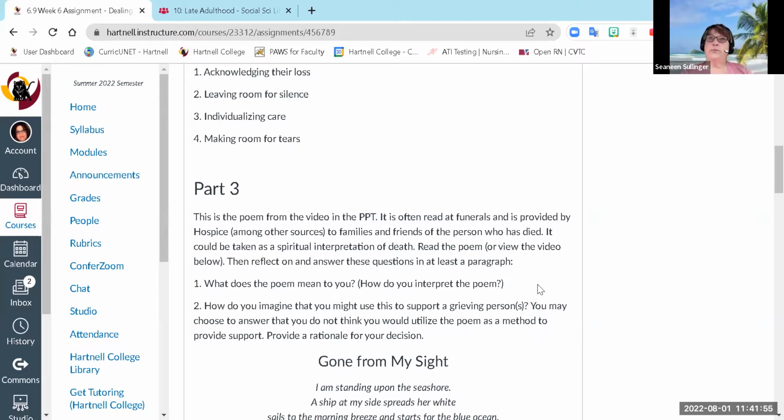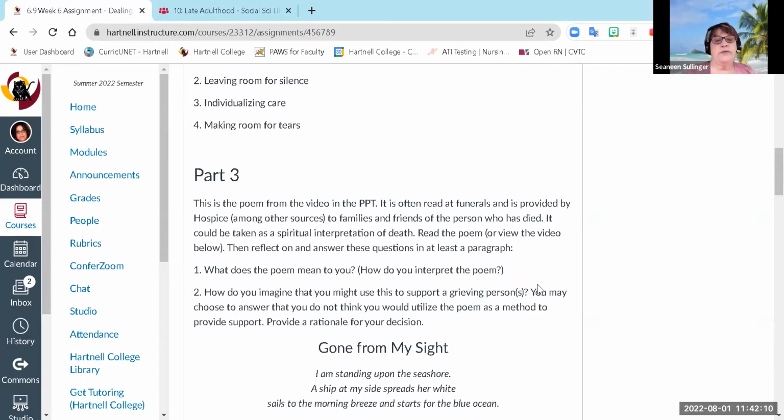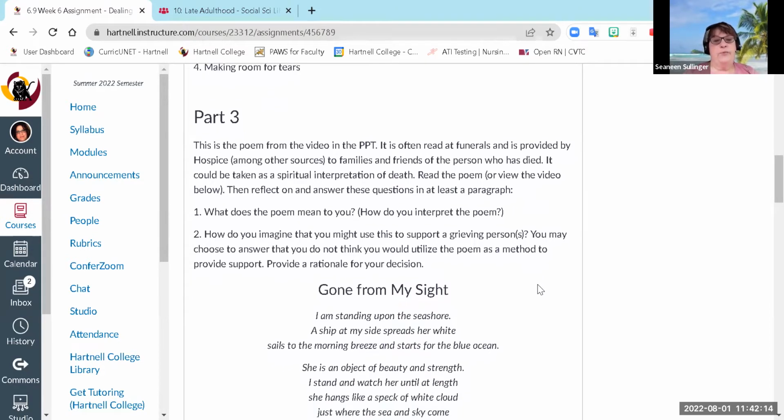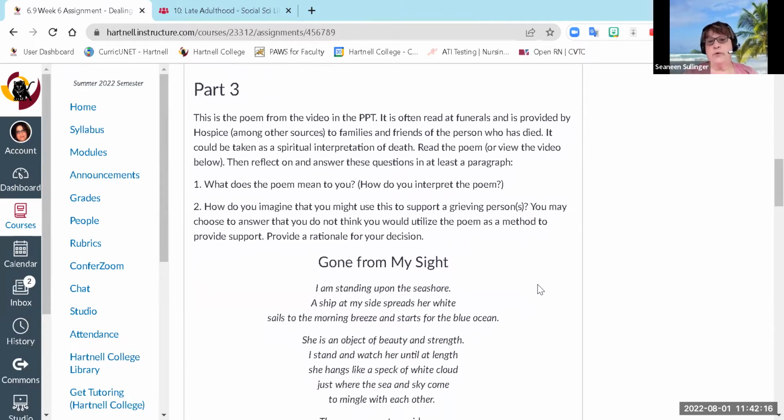It's your interpretation. Experiencing life and death, grief through art is very personal, but it's also a way to get in touch with how you feel so that you're able to help others with how they feel. So what does the poem mean to you? How do you interpret the poem? And then how would you imagine that you might use this to support a grieving person?